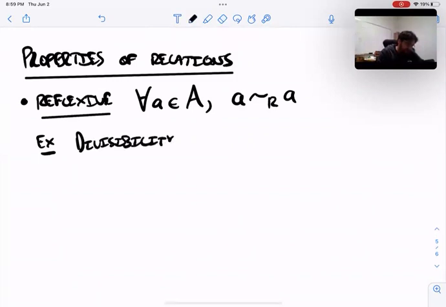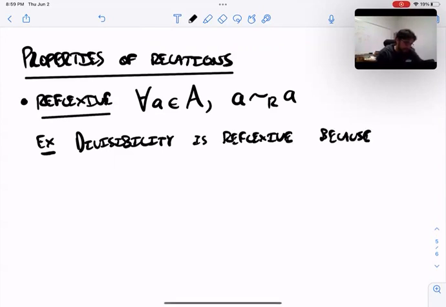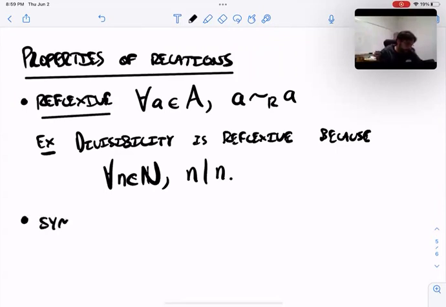I didn't want to just write the symbol for divisibility there because it just looks like a one, right? It just looks kind of dumb when you write it without operands on each side, right? Divisibility is reflexive because every natural number divides itself, right? It's always equal to one times itself, right? So that's reflexive. There's a property called symmetric, right?